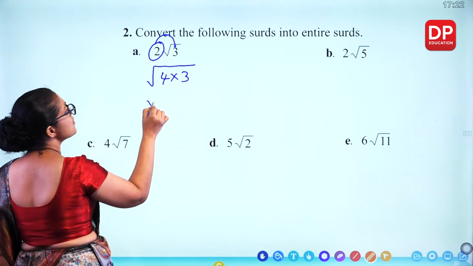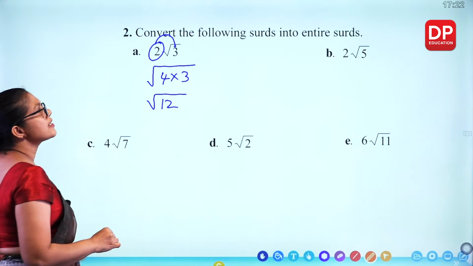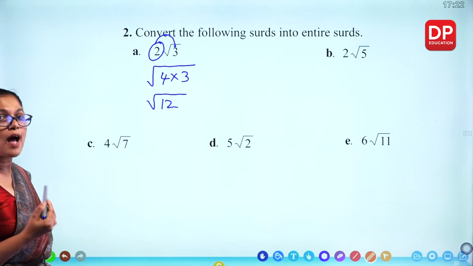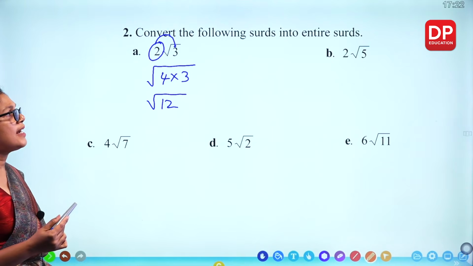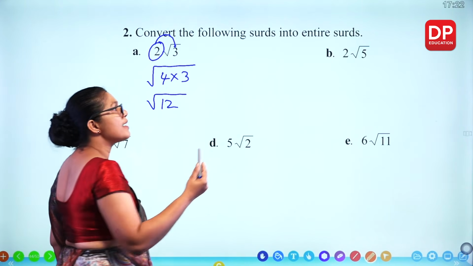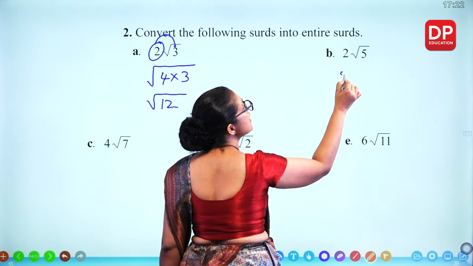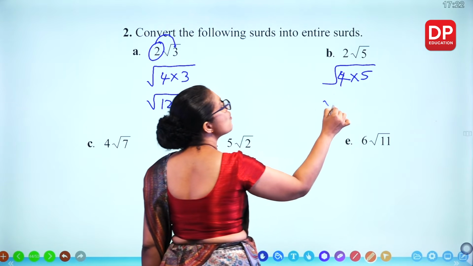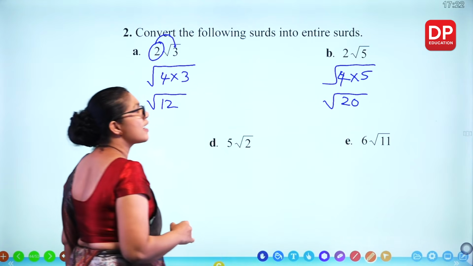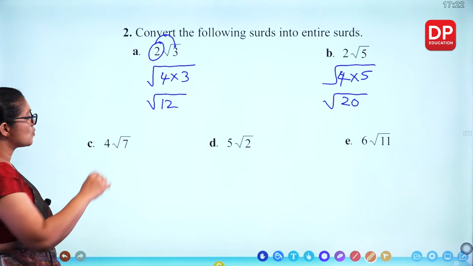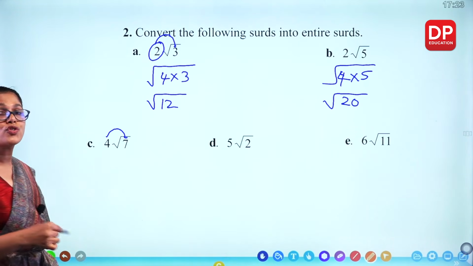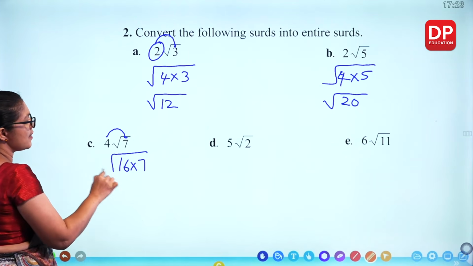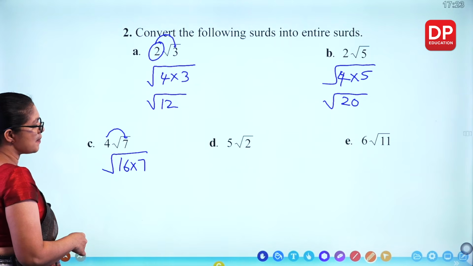So what is 4 times 3? You get 12. What about the other one? 2 is outside. So when you take inside, 2 squared. So 2 squared is 4. So I'm taking this one as 4 times 5. So what is 4 times 5? You get 20. This one, 4 squared. So what is 4 squared? 16. 16 times 7. So what is 16 times 7?